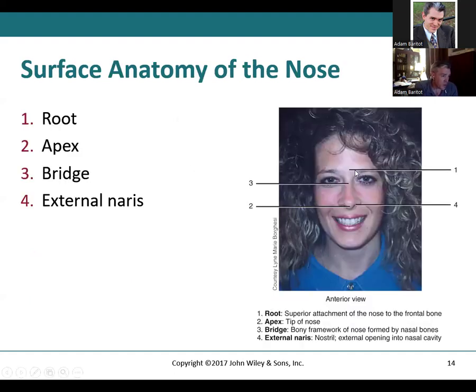Again, the root, superior attachment of the nose to the frontal bone, the apex, the tip of the nose, the bridge, the bony framework of the nose by the nasal bones, and the external nares, your nostril. Really simple image.